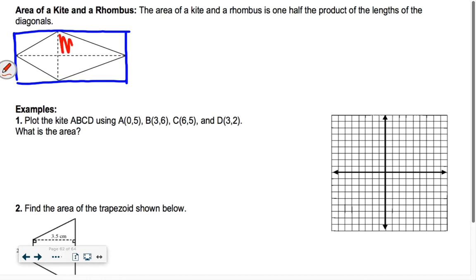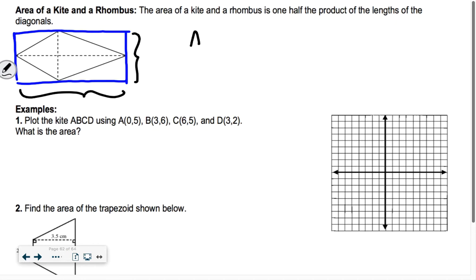Look at each of these pieces. Do you see how this is half of this whole thing? And this triangle is half of this whole rectangle. And this triangle is half of this whole rectangle. And this triangle is half of that whole rectangle. Did you guys get that? So in other words, the kite or rhombus that's in the center is going to be half of this distance times this distance. Half the rectangle, right? Does it make sense?